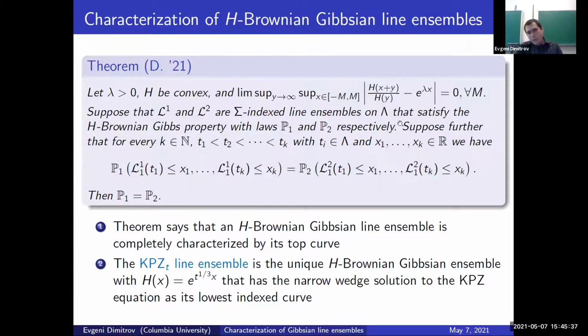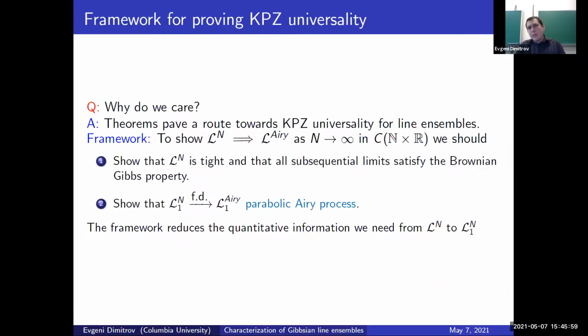So in plain words, what again the theorem says is that an H Brownian Gibbsian line ensemble is completely characterized by its lowest index curve. And in particular, it says that the KPZ line ensemble is the unique H Brownian Gibbsian line ensemble that has this interaction Hamiltonian and the narrow wedge solution on the top. Okay, so these are the two classification results. And the next thing I want to explain is why do we care about these types of statements? So in general, there's various people that are interested in understanding Gibbsian line ensembles.